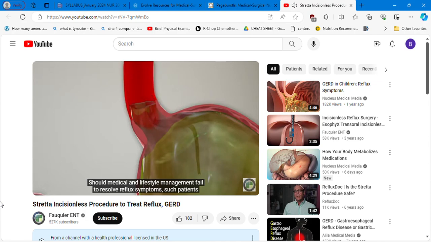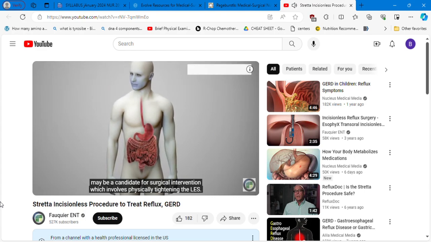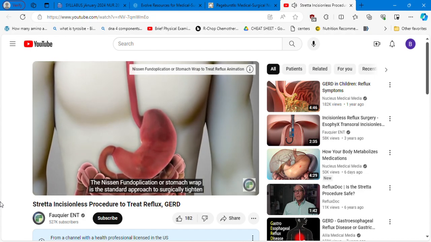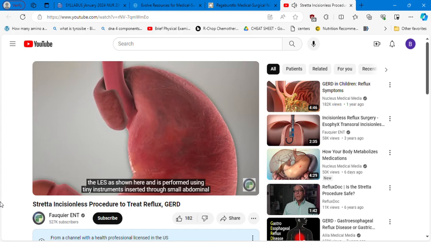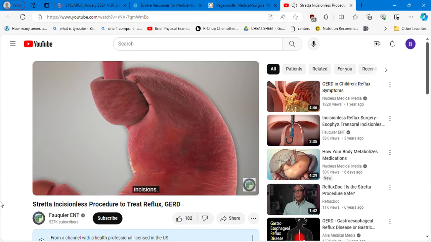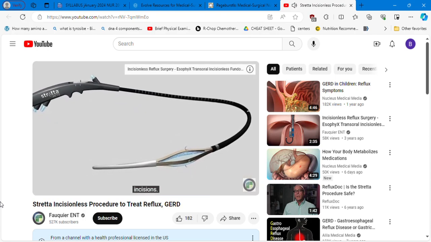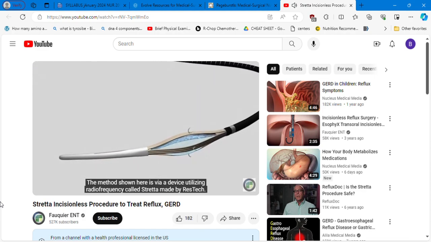Should medical and lifestyle management fail to resolve reflux symptoms, such patients may be a candidate for surgical intervention, which involves physically tightening the LES. The Nissen fundoplication, or stomach wrap, is the standard approach to surgically tighten the LES as shown here, and is performed using tiny instruments inserted through small abdominal incisions. However, there are procedures that can tighten the lower esophageal sphincter without any incisions. The method shown here is via a device utilizing radiofrequency called Stretta, made by ResTech.